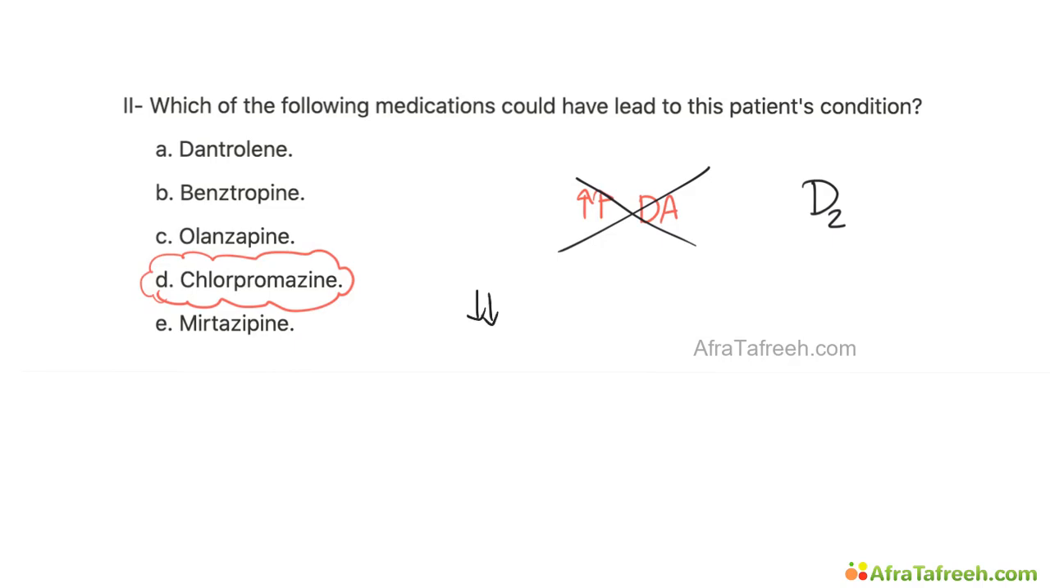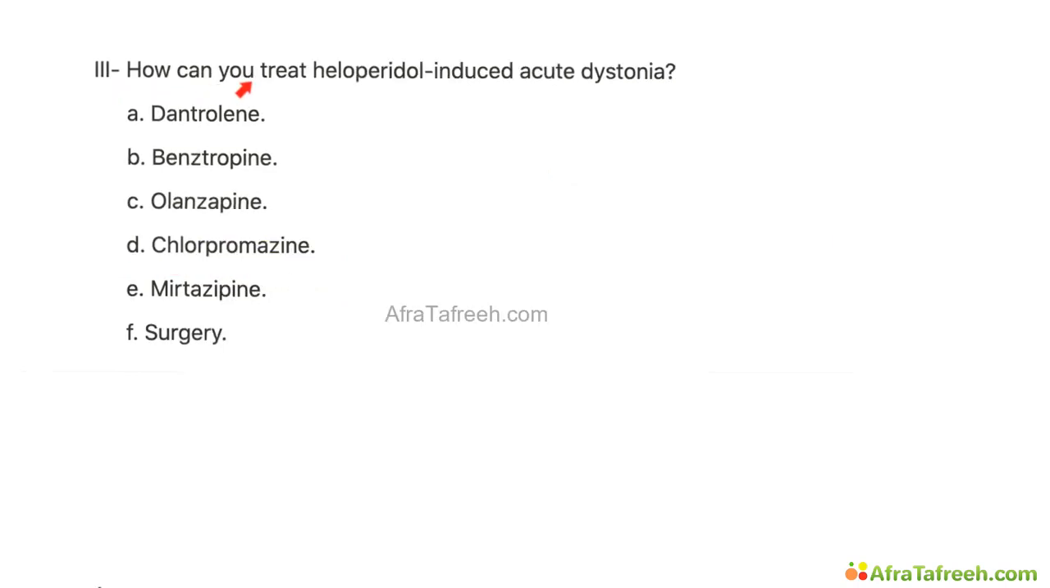When I have decreased effect of dopamine in the brain, what will I get? Everything is slow. My muscles do not move well. That's the dystonia. Question number 3, same patient. How can you treat haloperidol-induced acute dystonia? Not just haloperidol, but it could be also chlorpromazine, fluphenazine, etc. Any typical antipsychotic. And the answer here is benztropine.